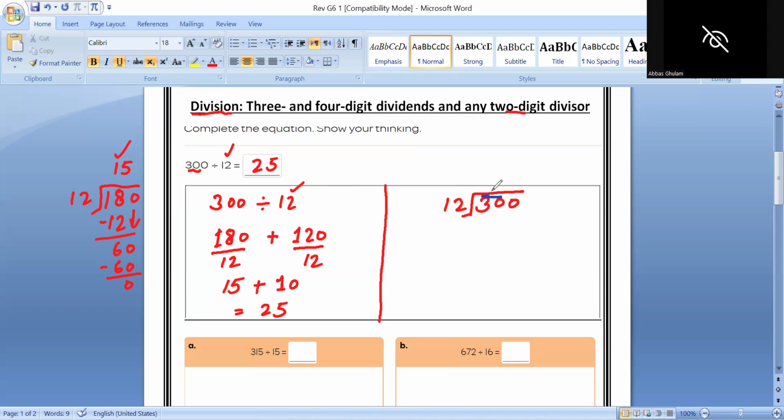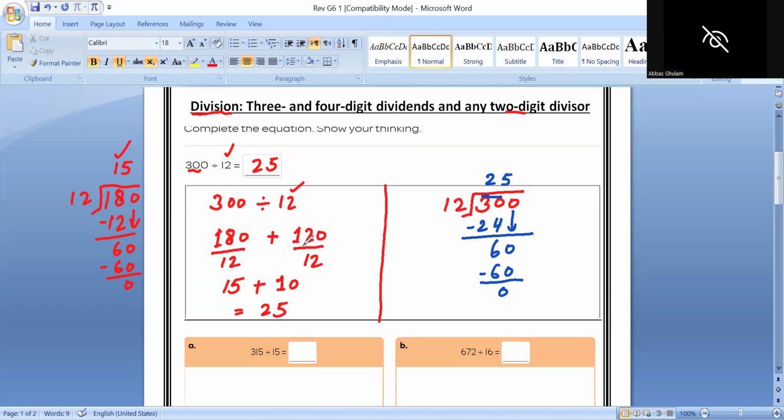12 times 1 equals 12. 12 times 2 equals 24. 12 times 3 equals 36. 36 will be bigger, so we will choose 2. 12 times 2 equals 24. If we subtract it, borrow from the 3, it will become 10. 10 minus 4 equals 6. Then there is 2. 2 minus 2 equals 0. Then I bring down 0. 12 multiplied by 5 equals 60.